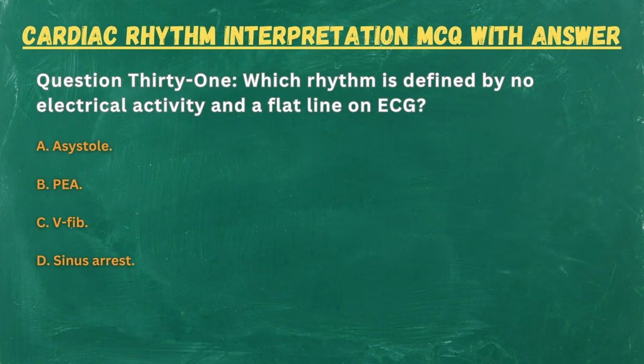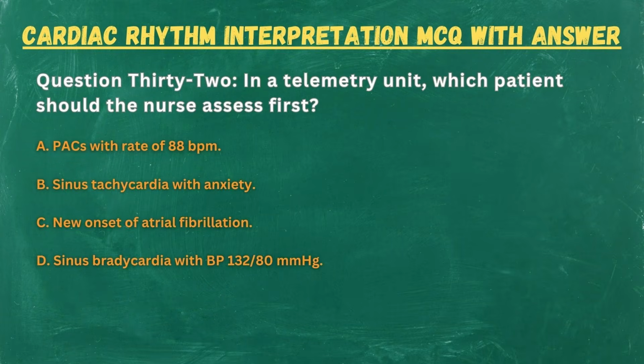Question 31. Which rhythm is defined by no electrical activity and a flat line on ECG? A. Asystole. B. PEA. C. V-Fib. D. Sinus arrest. Answer: A. Asystole.